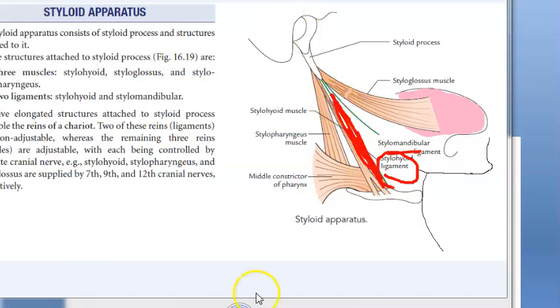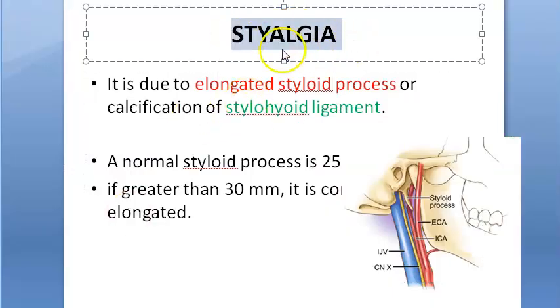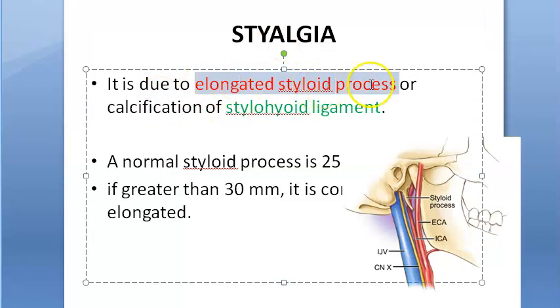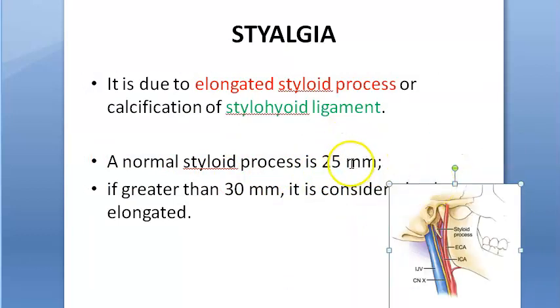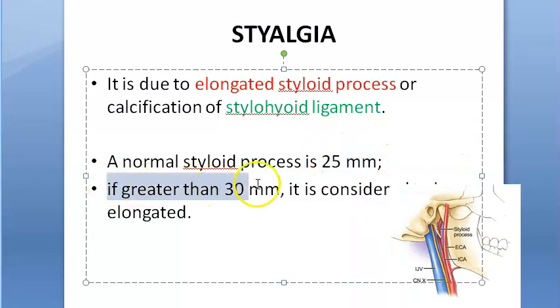So, if it is calcified, what is calcified? The stylohyoid ligament. Say, stylohyoid ligament is calcified. Let's mark it in color. See, it says stylohyoid ligament is calcified. So, in styalgia, what is happening? There could be elongation of the styloid process or calcification of the stylohyoid ligament. Normally, the styloid process is 25 millimeter, and if it becomes greater than 30 millimeter, it is considered elongated.